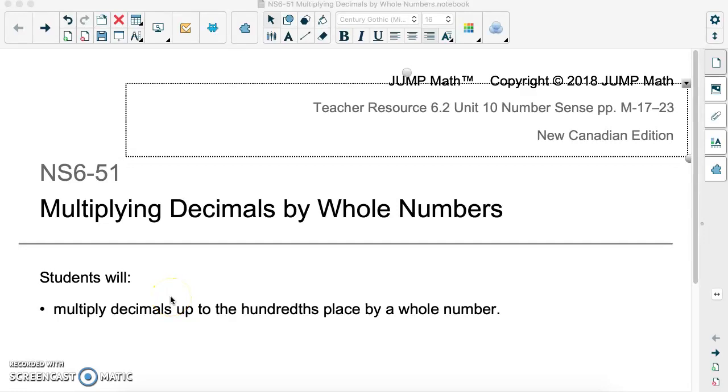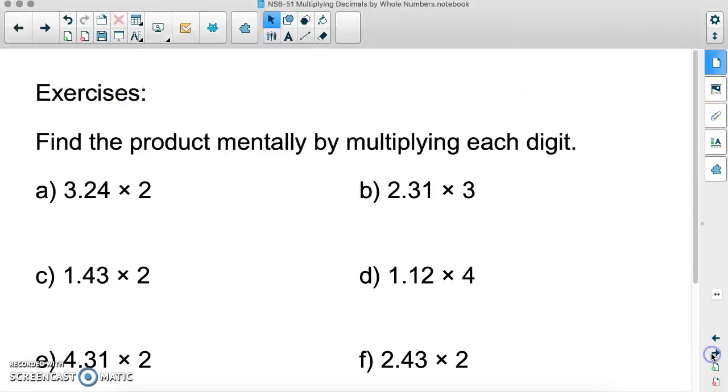Today's lesson is on multiplying decimals by whole numbers. Students will multiply decimals up to the hundredths place by a whole number. Let's get started by reviewing what we finished off the last lesson talking about.